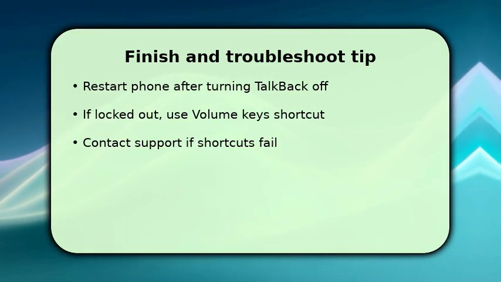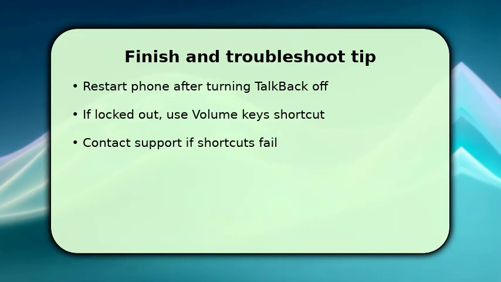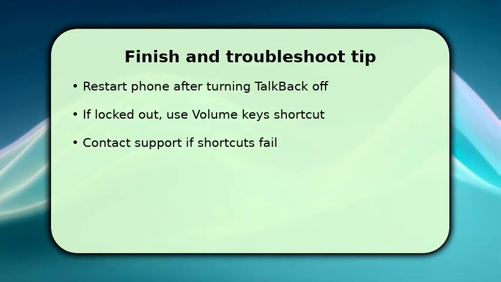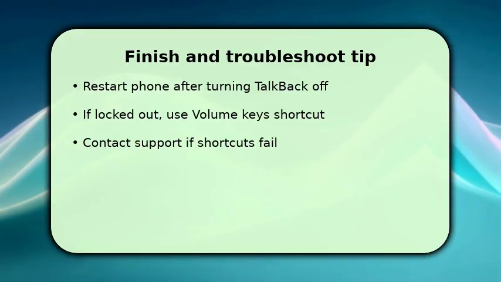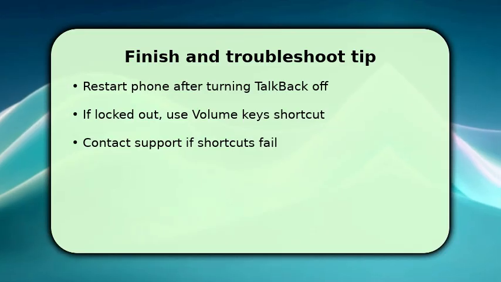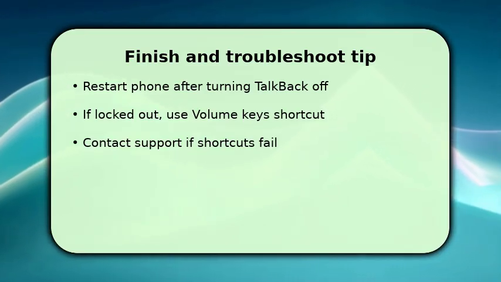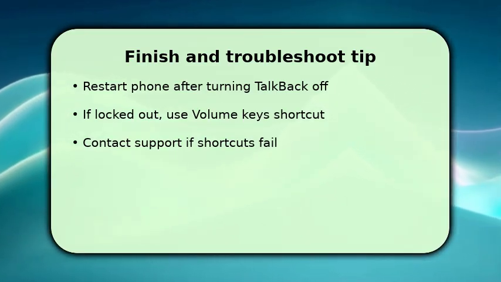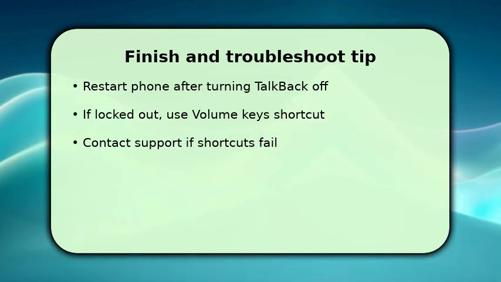If you can't access settings because Talkback re-engages or you're locked out, try the volume keys shortcut. Press both volume keys for 3 seconds to toggle accessibility on many OnePlus models. If that doesn't work, boot into safe mode or contact OnePlus support.